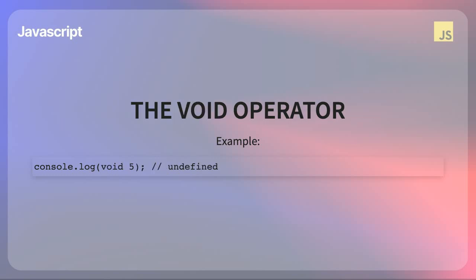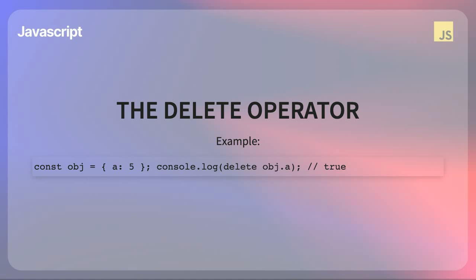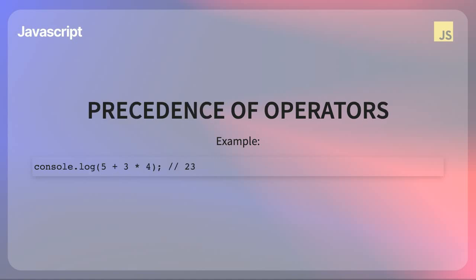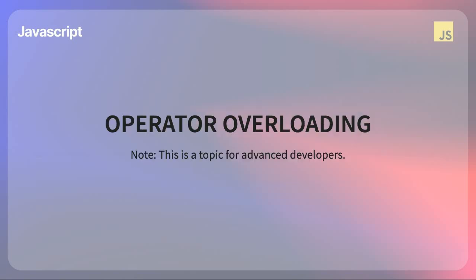The void operator is used to return undefined. The delete operator is used to remove properties from objects. When dealing with multiple operators, their precedence is important. JavaScript does not support operator overloading like some other languages.